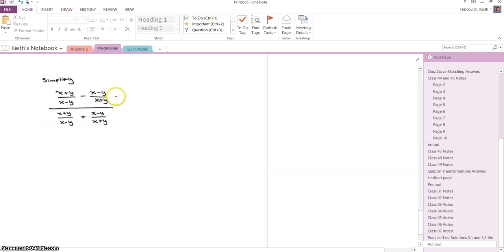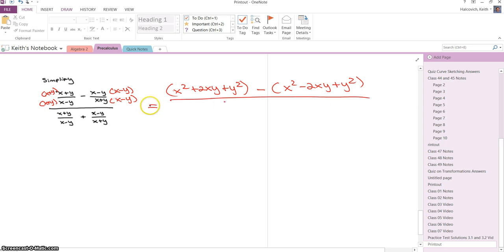All right, last but not least, this one's a little more complicated. To get a common denominator here, you have to multiply by x plus y, top and bottom. And here you'd have to multiply by x minus y, top and bottom. When you FOIL here, you get x squared plus 2xy plus y squared minus x squared minus 2xy plus y squared all over x plus y times x minus y.